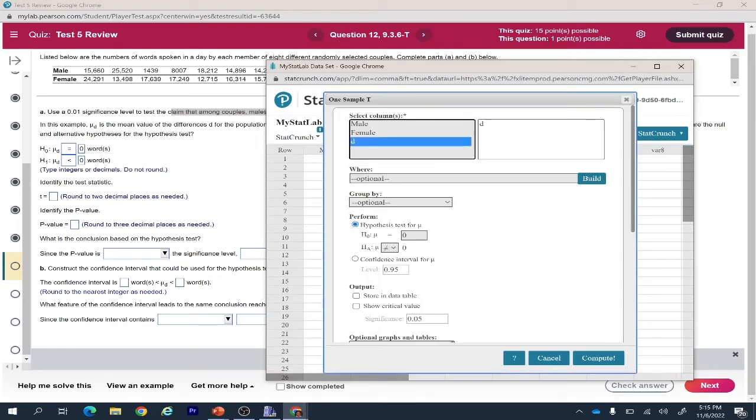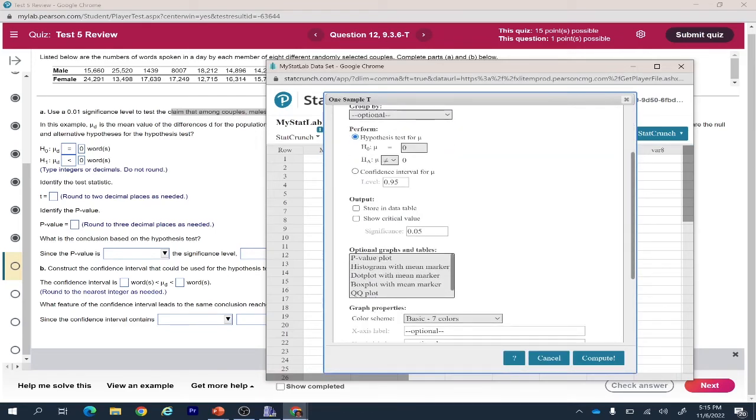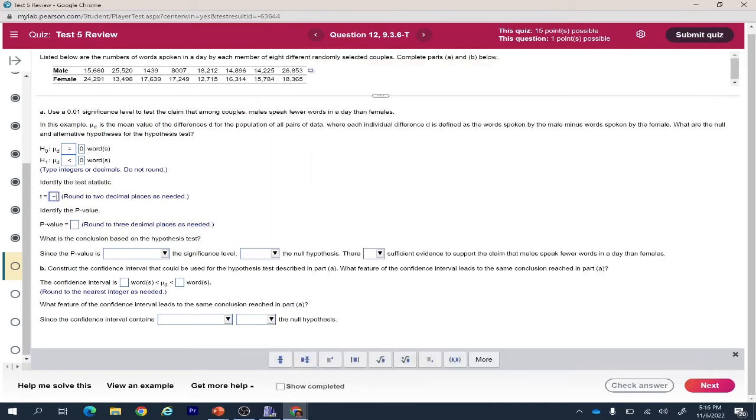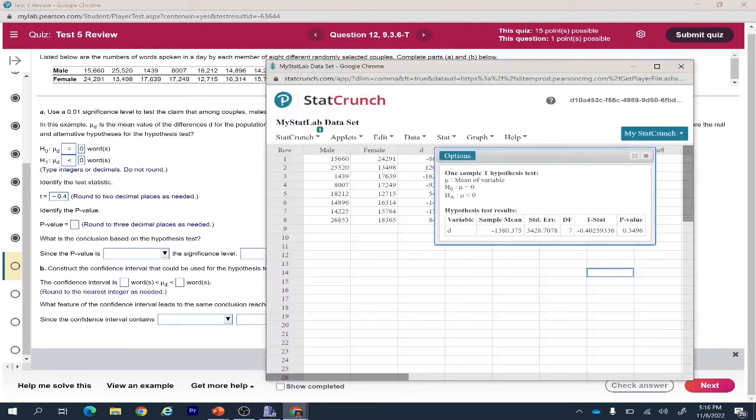Data is D, and now we have given the hypothesis test, the mu is 0, and the alternative hypothesis is that mu is less than 0. Just compute. It gives you a t statistic value of negative 0.40, if you round it to 2 decimal places.